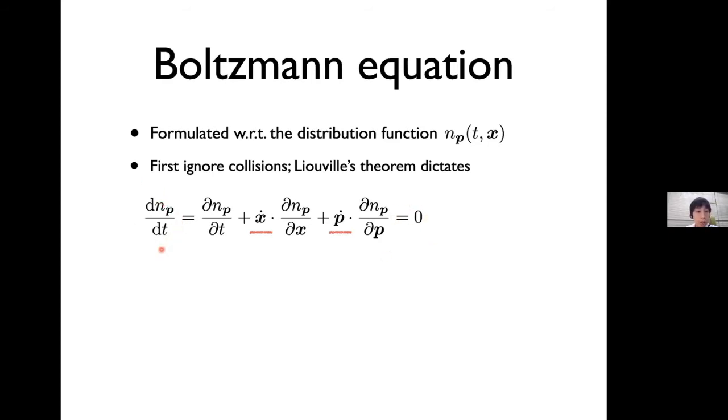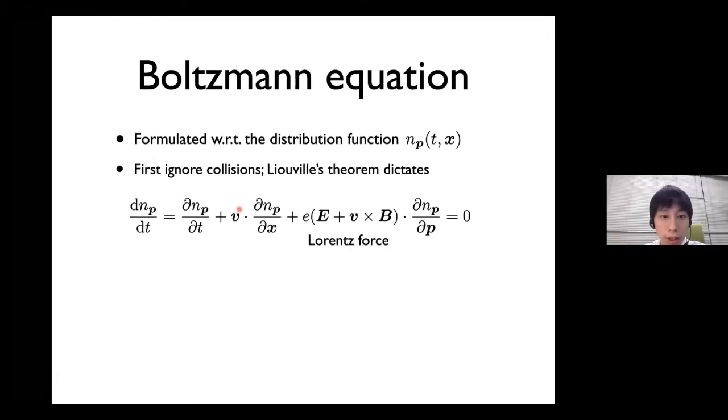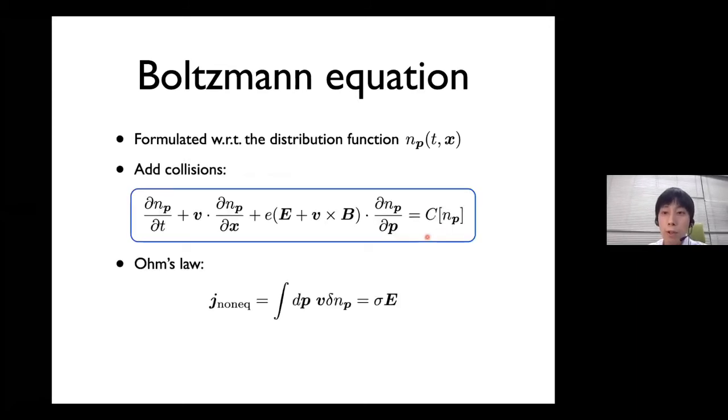And we can expand this time derivative of this distribution function in this way, right? Now, by the equation of motion, x dot is equal to velocity, and p dot is equal to the Lorentz force acting on charged particles, and then we get this equation. So this is kinetic theory in the absence of collisions. But in the presence of collision, we generally have a collision term on the right-hand side, and this is the Boltzmann equation. And from this Boltzmann equation, we can, for example, compute the electrical conductivity for the ohmic current microscopically.